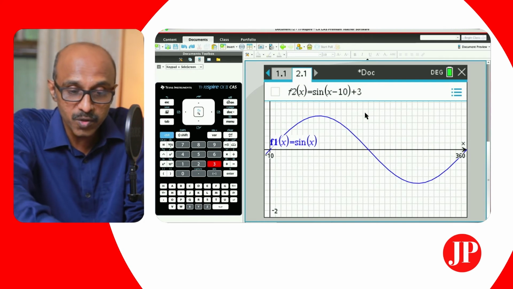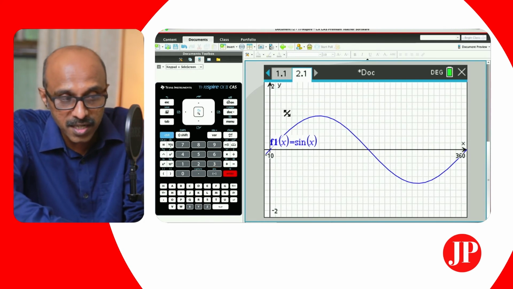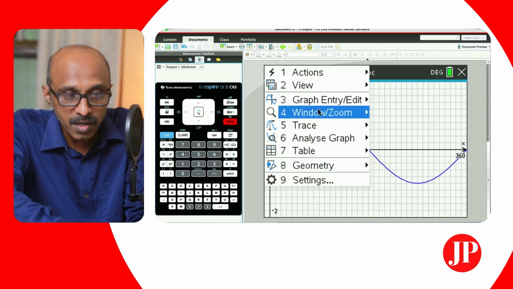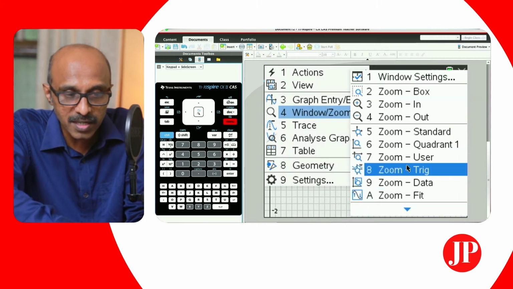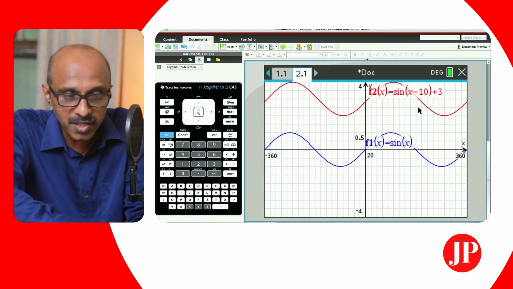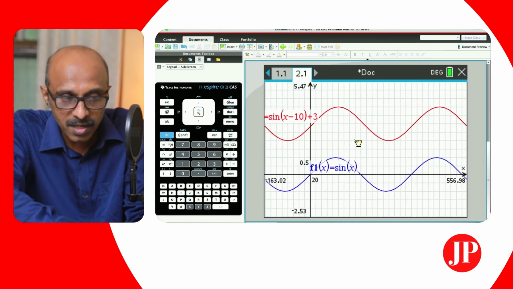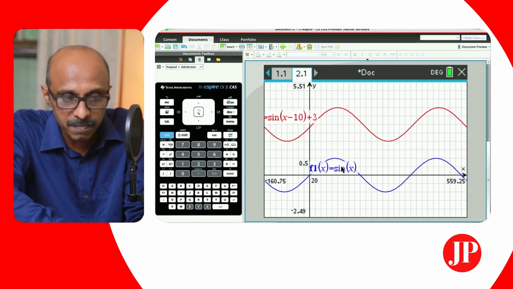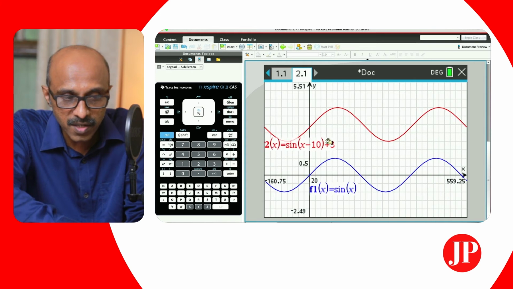Okay, so probably we'll have to zoom out to see that. Yes, we can't see it. So I'm just going to go to menu and zoom, and let me say zoom trig, and see what's going to happen. And there I can see, right? So that's sine of x minus 10 plus 3. And this is what we want to compare. Okay, so let me just adjust this quickly. So the blue graph is the parent function. The red graph is the translated function, as you can see, x minus 10 plus 3.